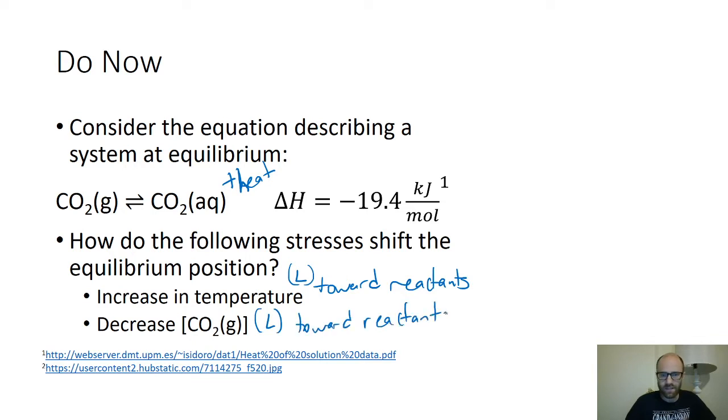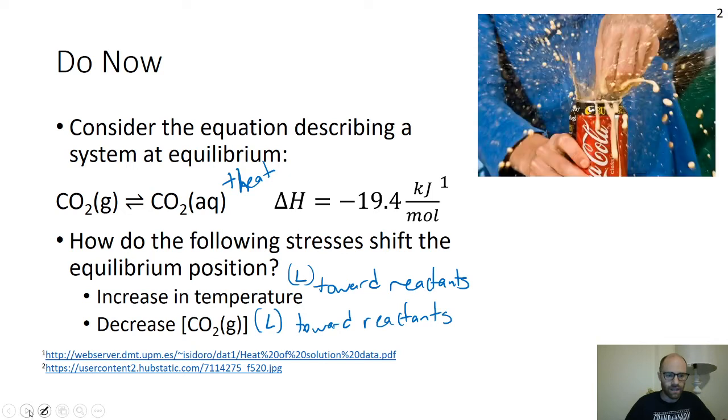And I picked this example for a very specific reason. Both of these changes would be exactly what happens if you take a can of soda out of the refrigerator and let it come to room temperature and then open it very suddenly. Those two stresses: you increase temperature, and when you open up the soda container, all the gaseous carbon dioxide above the soda rushes out of the container, and so you get a lot more gas being created very suddenly.